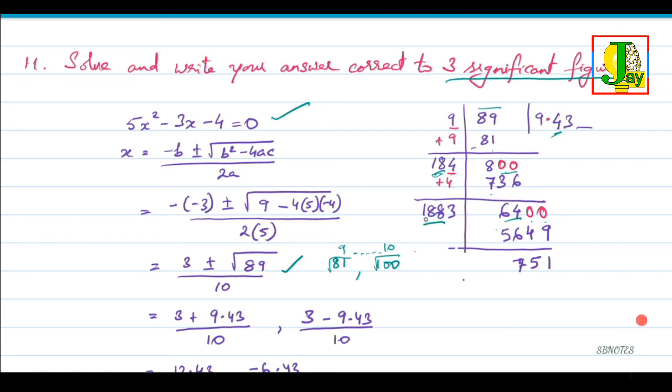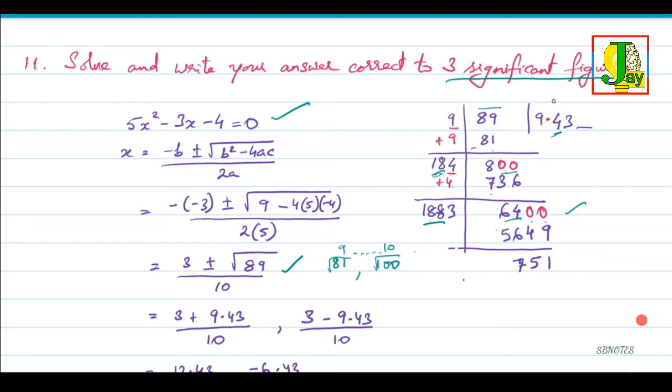Now this is 1880 something. So if I take 0, it gets 0. If I take 1881 into 1, so I see that it goes 3 times. If I take 4 times, it goes beyond 6400. So we are taking 3, so that's 5649, and the remainder is 751. We can go far beyond this, but we need 3 significant figures.